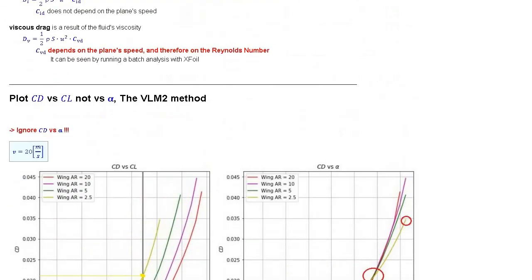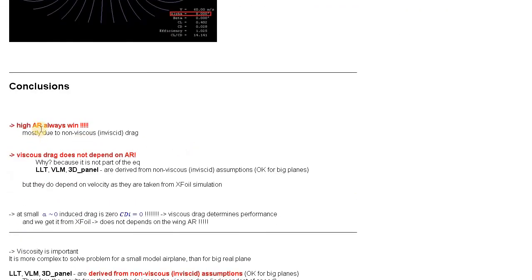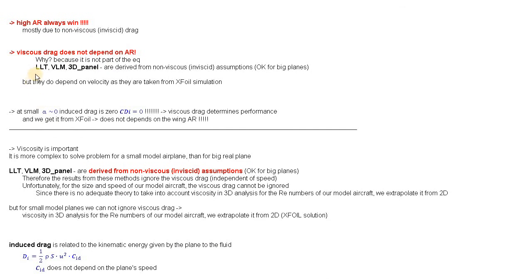Okay, so the conclusions are as follows. The high aspect ratio wing always wins, because the viscous drag is not part of the picture, and the viscous drag is not part of the picture because we're using those methods, and those methods are derived without viscous assumption. So those are inviscid methods.